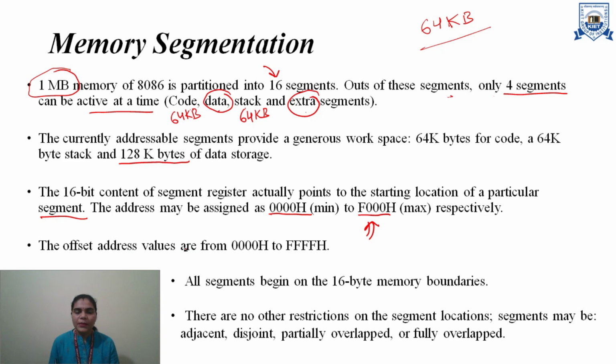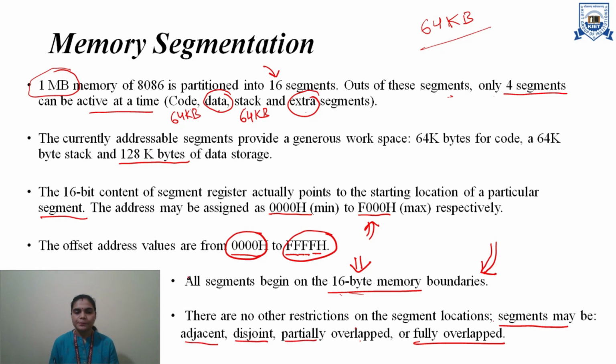The offset address is within the segment, so it will have a minimum value of 0 and a maximum value of FFFF. So 0 is the minimum and FFFF the maximum of the segment offset. All segments begin on 16-byte memory boundaries. This is the only restriction on segments. With this restriction, segments can be adjacent, disjoint, partially overlapped, or fully overlapped. So we can have overlapped segments, non-overlapped segments, disjoint segments, and adjacent segments.